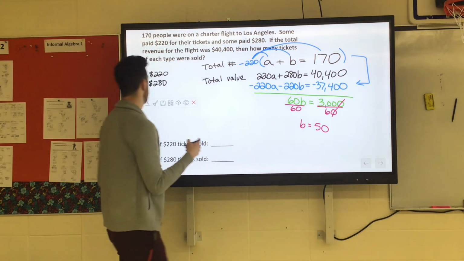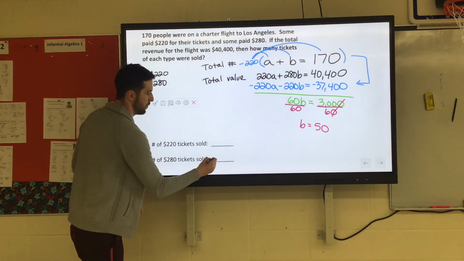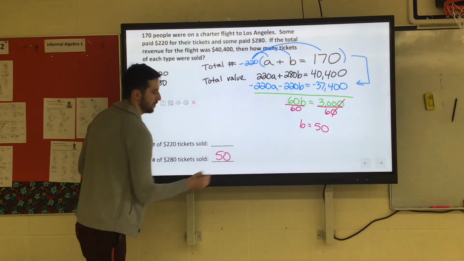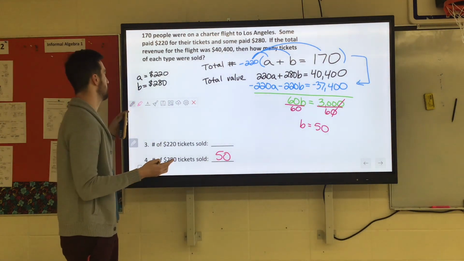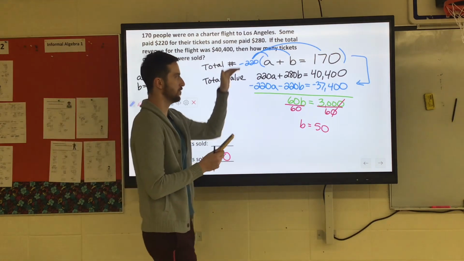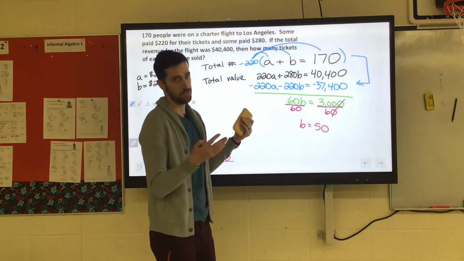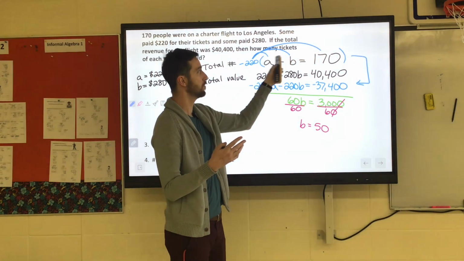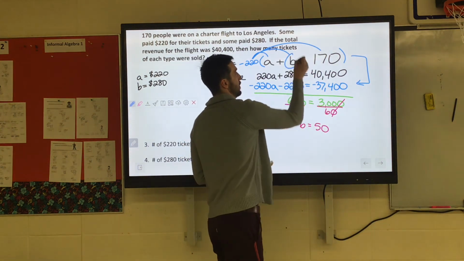So B represented the $280 tickets. So for number 4, 50 people bought those $280 tickets. But we want to know how many also bought the $220 tickets. We have 3 equations to choose from here. Go with the easiest one. To me, that first one is by far the easiest. It's just A plus B equals 170, and we know that B is 50.